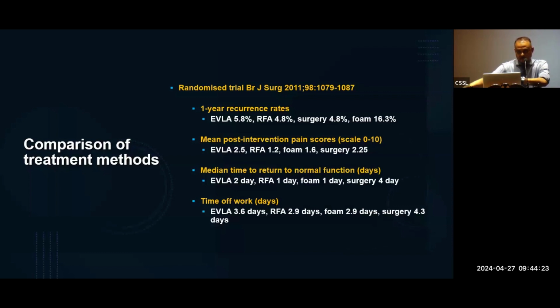And this famous landmark trial from 2011 shows the comparison between EVLA for laser, RFA, surgery, and foam in terms of 1-year recurrence rate. You can see foam has a very high recurrence rate, as expected, about 16, almost close to 1/5 of patients recurring after 1 year. Whereas EVLA, RFA, and surgery are almost equal. Hardly any significance there.